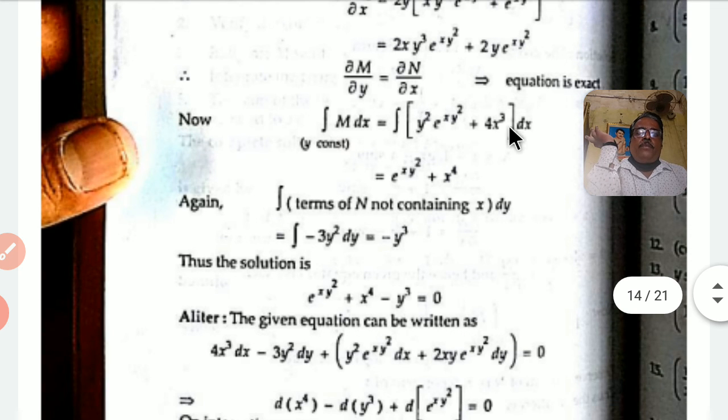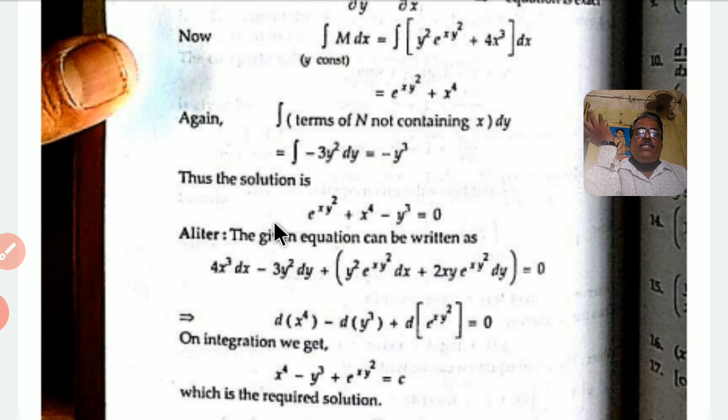Then apply the formula: integration of M dx keeping y constant is equal to integration of terms of N not containing x. The same formula you have to apply here, and you will get the solution of the given differential equation. So every problem has the same procedure, and it is very easy. Just find M and N, differentiate M with respect to y, differentiate N with respect to x, check whether the two terms are equal or not. If they are equal, then find the solution.